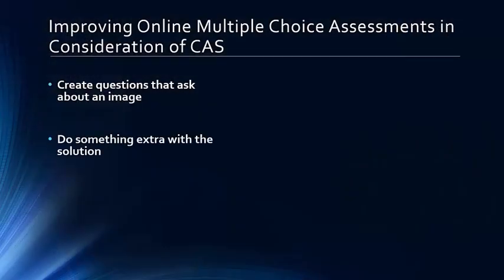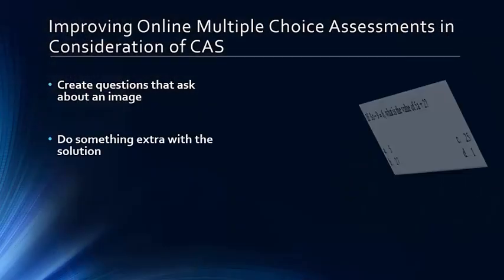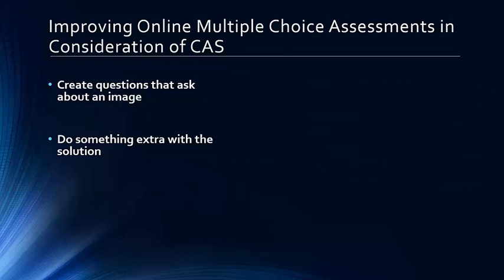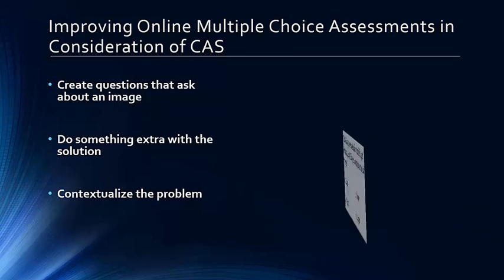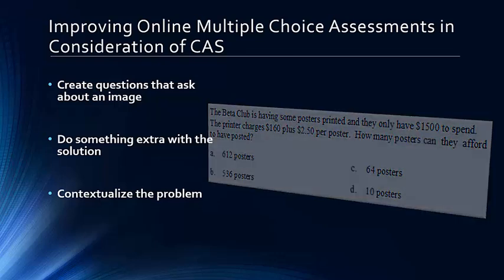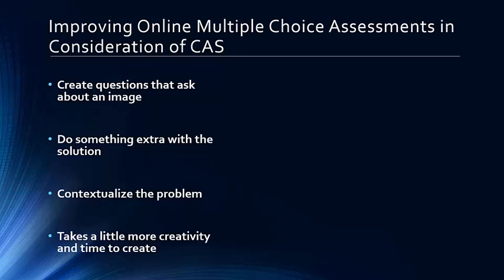Another strategy is to do something extra with the solution. Have the student use the solution of one problem to compute something additional with that solution. This requires a little more comprehension and synthesis than a CAS can usually provide. Consider contextualizing the problem. Problems in context or applications are also usually more difficult for the CAS systems to interpret. Creating multiple choice items that can't be directly solved by a computer algebraic system take a little more creativity and time to create.